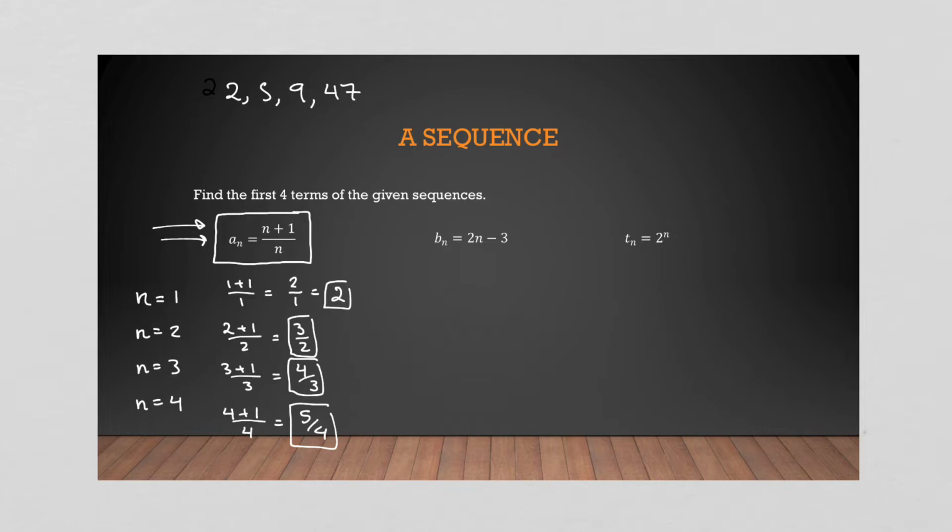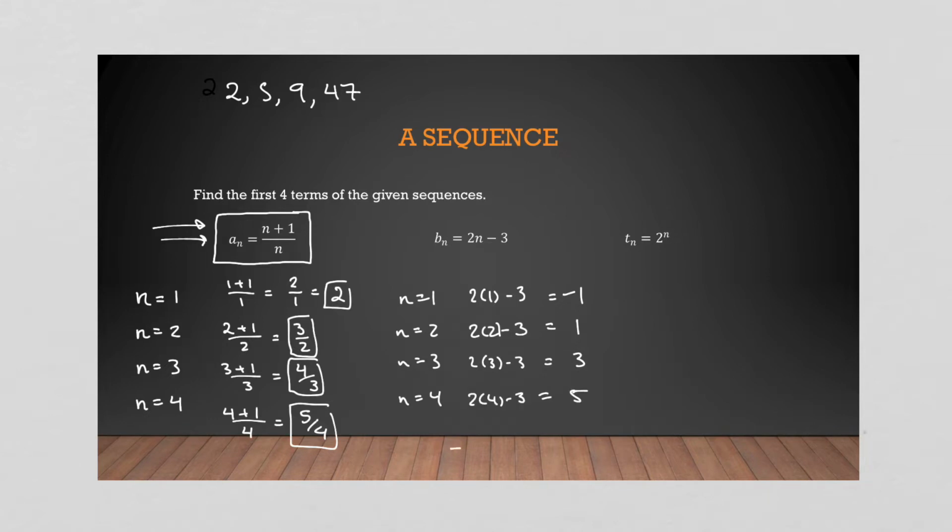Now, is it an arithmetic sequence? Is it a geometric sequence? It doesn't really matter. It's a sequence. So look at this next one. I'm going to plug in n equals 1, n equals 2, n equals 3, n equals 4. I'm just going to work it out. So I get 2 times 1 minus 3. Well, that's 2 minus 3, so negative 1. And then I get 2 times 2 minus 3, so that's 4 minus 3, which is 1. And then 2 times 3 minus 3, which is 6 minus 3, which is 3. And then 2 times 4 minus 3, which is 5.